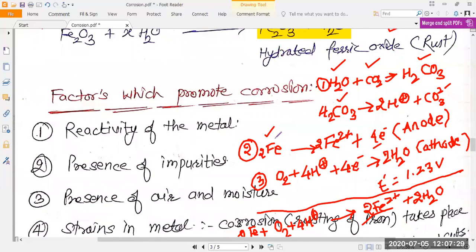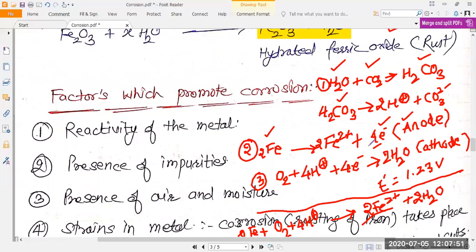Iron atoms release 2 electrons and convert into iron 2 plus ion, Fe2 plus ion. It is a ferrous ion, and 4 electrons are released by the iron. It acts as an anode, meaning at the anode oxidation takes place. This is the oxidation. Next, third, formation of cathode electrode. So how will the cathode electrode form?